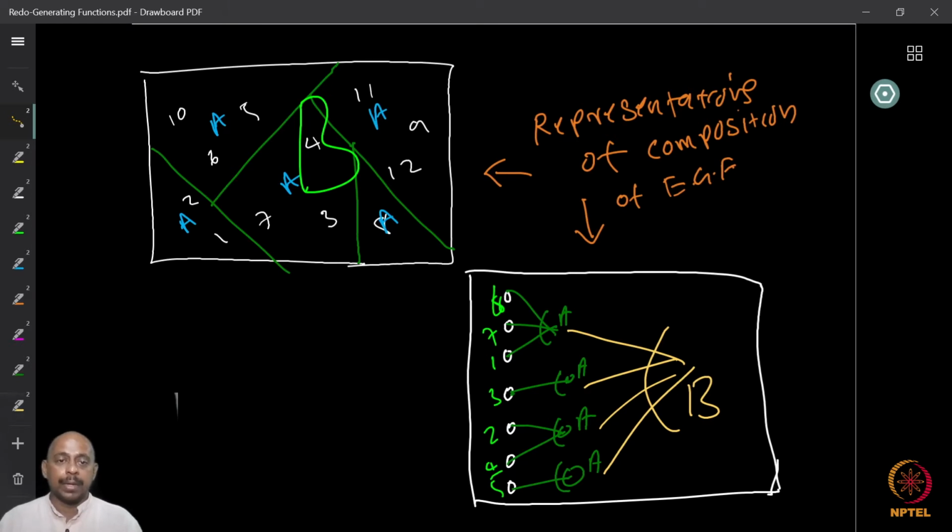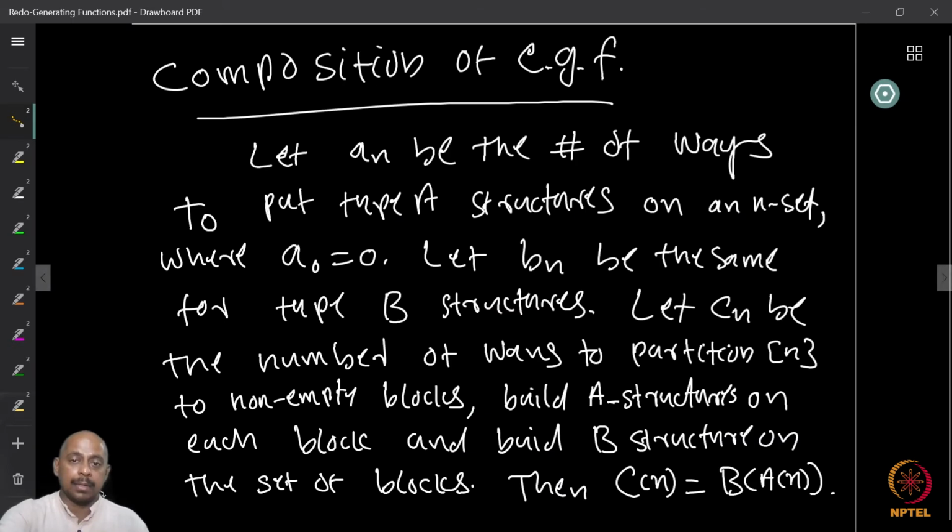So now one can ask: what is the proof that C of x, that is B of A of x, precisely counts the number of C-type structures? This is something that we want to do.